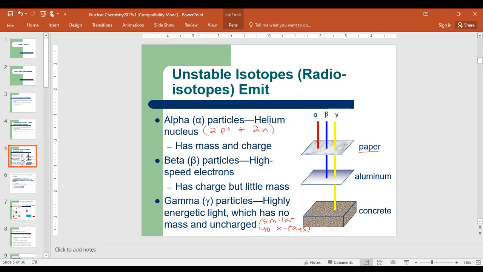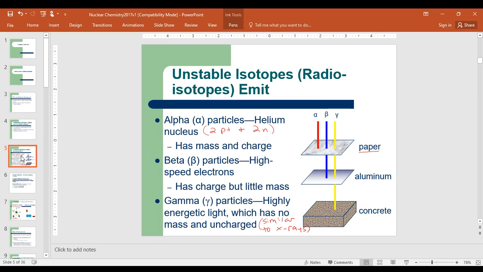Now, when we have radioactive decay, there are three main types of radiation that we see. The first type are alpha particles. These are helium nuclei. These have two protons and two neutrons. Because they have some mass and some charge, it's pretty easy to protect yourself from alpha particles. If you just have a piece of paper, that will block some alpha particles. So they're not very dangerous.